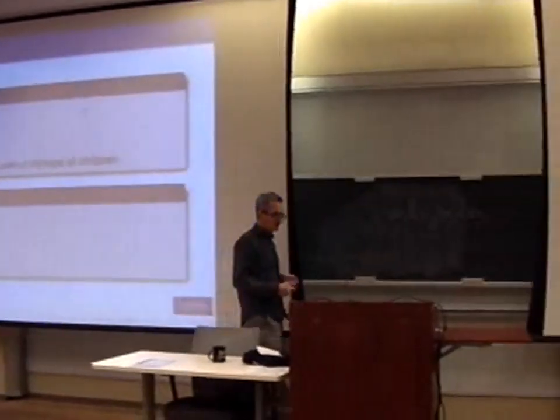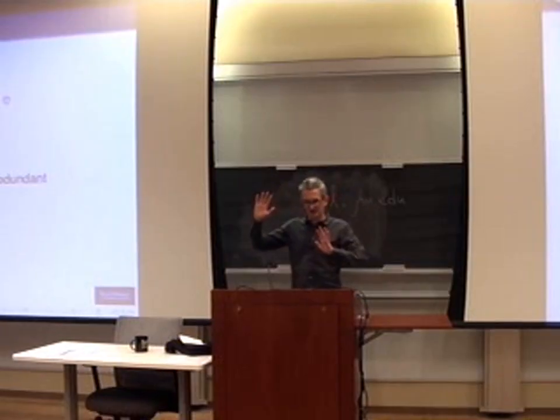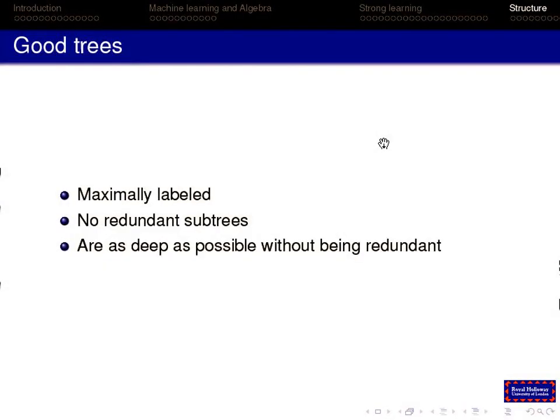So what we're going to do is say we want these trees which are maximally labeled, that have no redundant subtrees, and are also as deep as possible without being redundant. We'll rule out the degenerate case where you just have a depth 1 subtree by saying, well, this could be deeper. So we want it to be as deep as possible, but without being too deep. This now gives us, for every context-free language and for every string, a notion of syntactic structure.